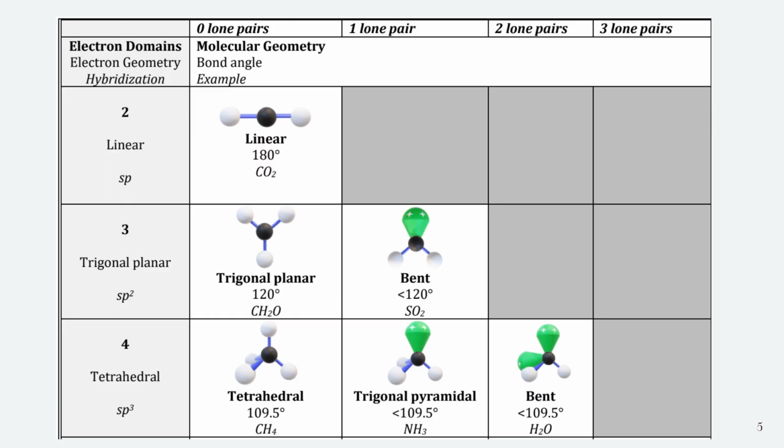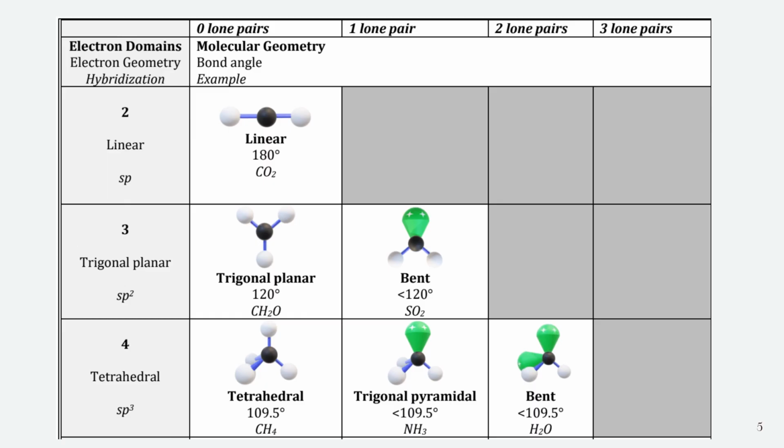So for the test, yes, you should be aware that there is more repulsion from a lone pair. You can see that just by looking at the numbers. But if you put 120, they'll still give it to you. So I wouldn't stress out too much about that.